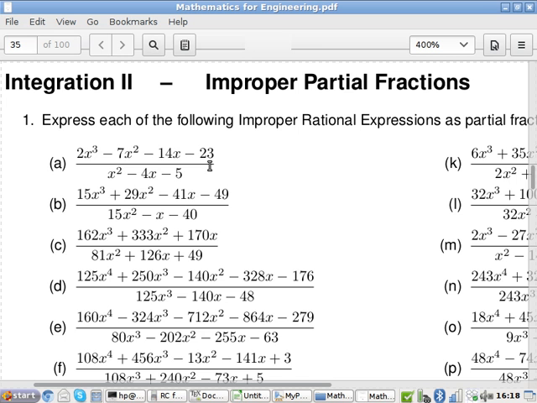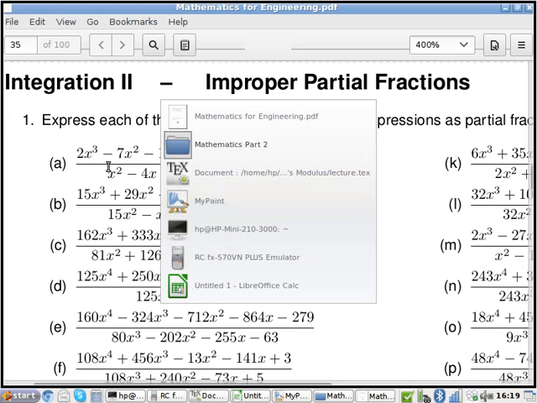What's wrong? Can't read it. 2x cubed minus 7x squared minus 14x minus 23 over x squared minus 4x minus 5. Alright. So let's have a look at what to do here. What was it? 2x cubed minus 7x squared, minus 14x, minus 22, over x squared minus 4x minus 5.